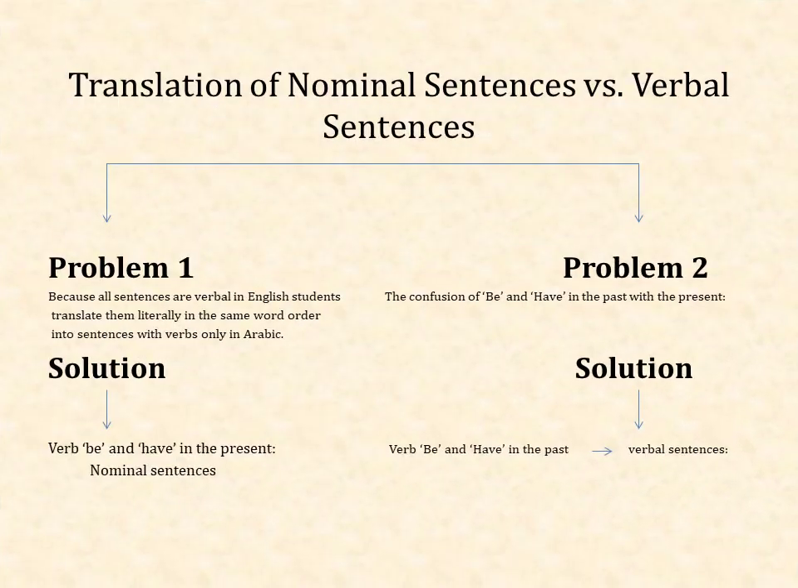Let us see this chart as a summary for translation of nominal sentences versus verbal sentences. We have two problems. Problem 1: because all sentences are verbal in English, students translate them literally in the same word order into sentences with verbs only in Arabic. The solution for this problem: verb be and have in the present change into nominal sentences. Problem 2: the confusion of be and have in the past with the present. The solution for this problem: verb be and have in the past change into verbal sentences.